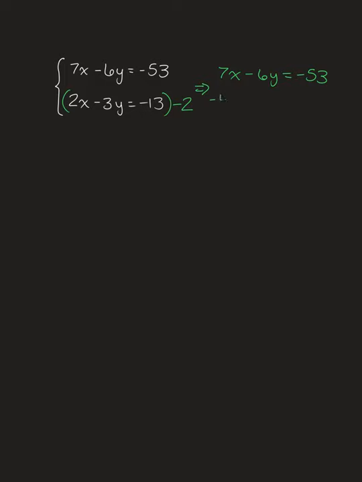So if I multiply everything by negative 2, I get negative 4x plus 6y is equal to positive 26. Then I can add my equations together. The y's will cancel. Well, 7x minus 4x, that's 3x. Negative 53 plus 26 is negative 27. Divide by 3, and x equals negative 9.